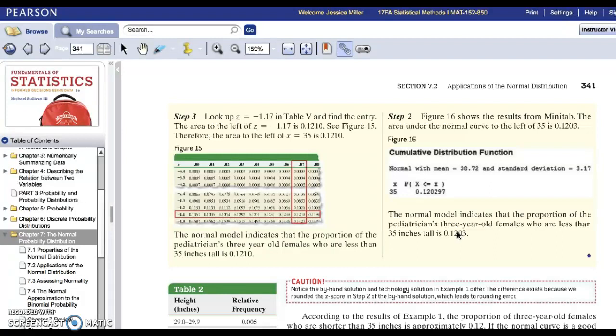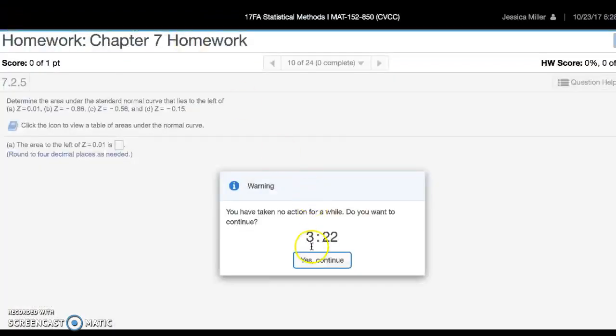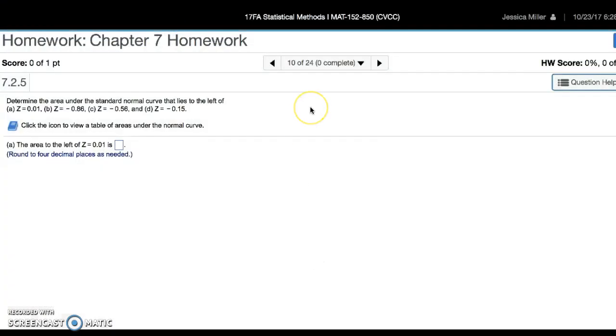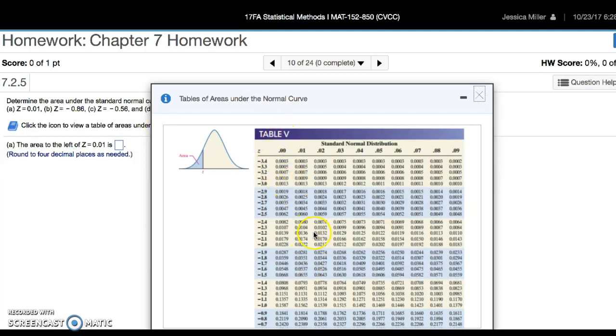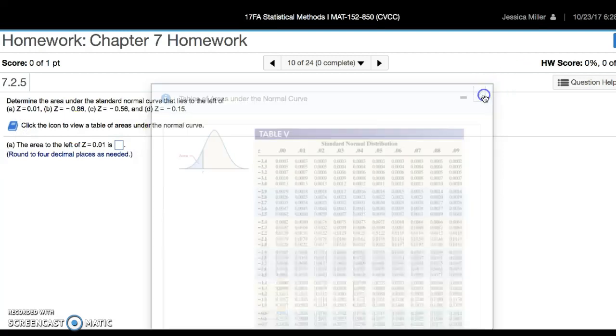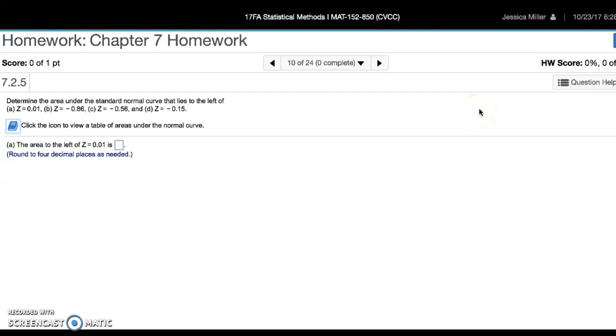So then what I want to do next is just contrast a couple things that your homework might ask you to do. Your book starts off with this context, but you'll see some homework problems that also just say something like, determine the area under the standard normal curve that lies to the left of these values or to the right of these values. So notice your book and MyMathLab will pull up this table 5, but you can do this problem with StatCrunch as well.